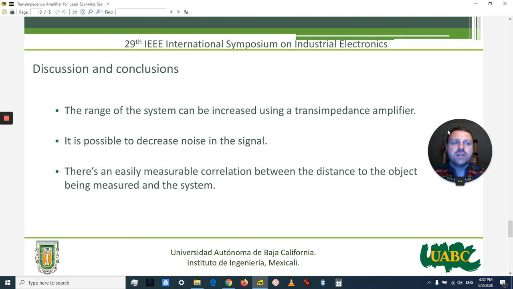So we can discuss the results of this measurement: the range of our system can be increased using this transimpedance amplifier, because before, with the old comparator schematics, we only received about 30 centimeters of scanning distance. With the transimpedance amplifier, we received up to meters. There is also less noise in the signal with digital filtering, and the distance of the measured object is easily measurable.